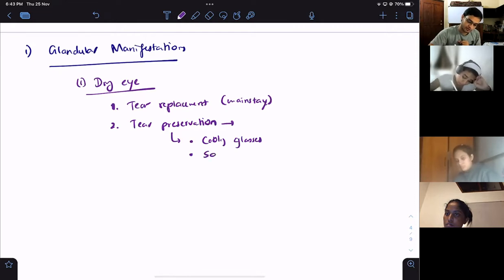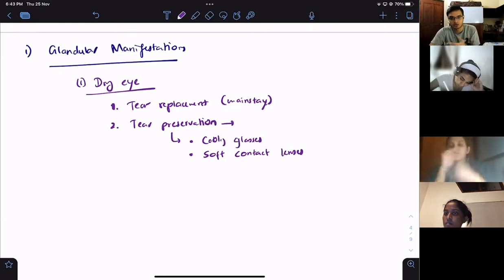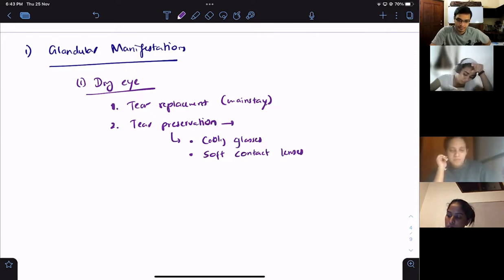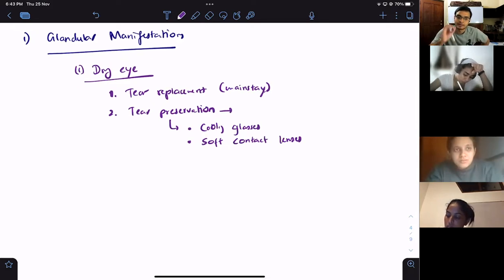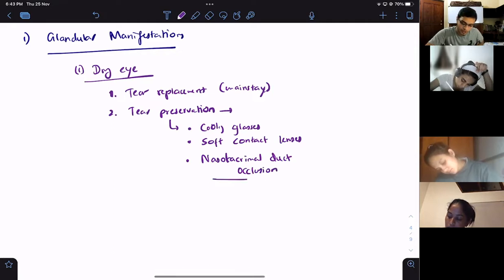Apart from that, guys, soft contact lenses. Now, this is a little controversial. It depends on the patient's affinity. Some patients cannot wear contact lenses; when they wear them, the irritation increases. For that kind of patient, we don't suggest this. We can ask them to try it out and see. Soft contact lenses. Apart from that, there is another one, nasolacrimal duct occlusion. What we do here, guys, is use a device called a punctal plug.